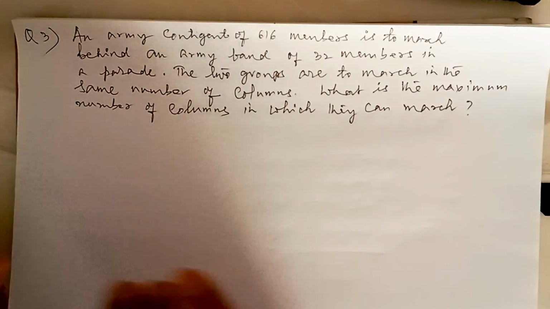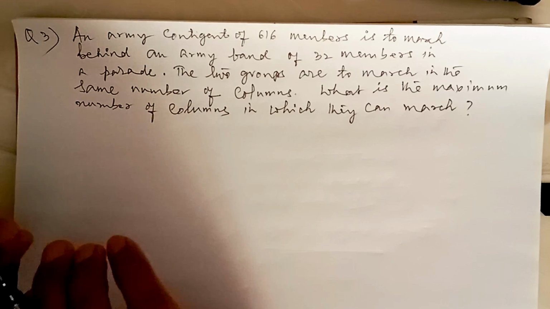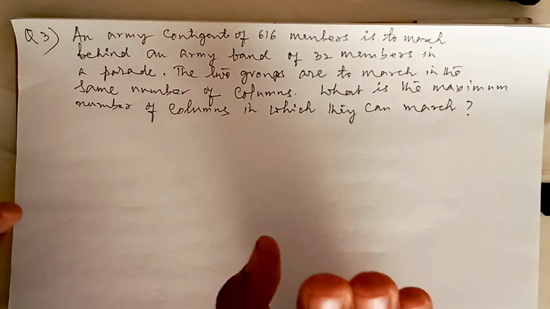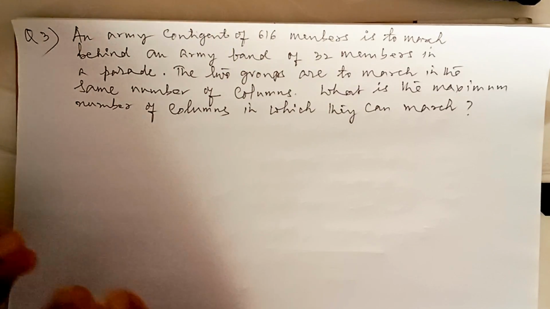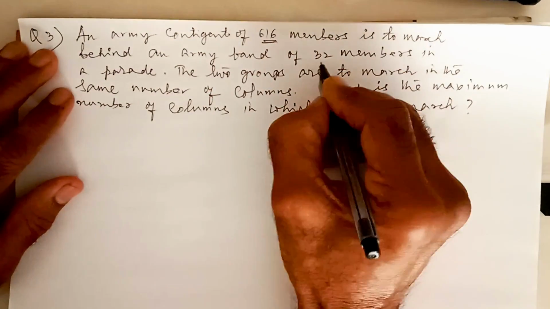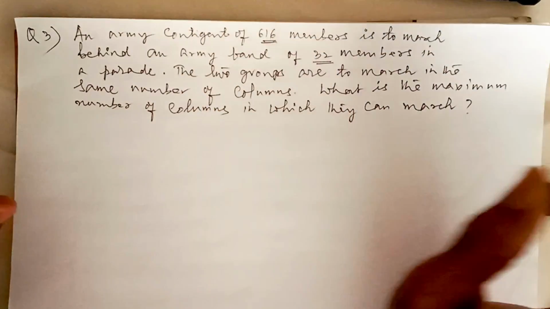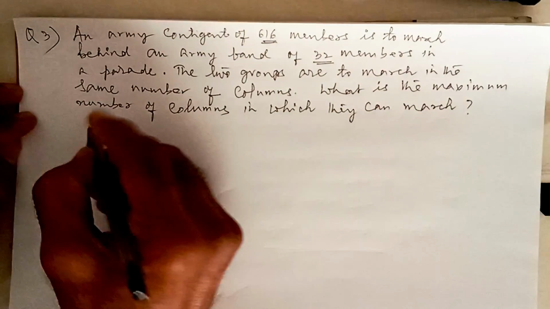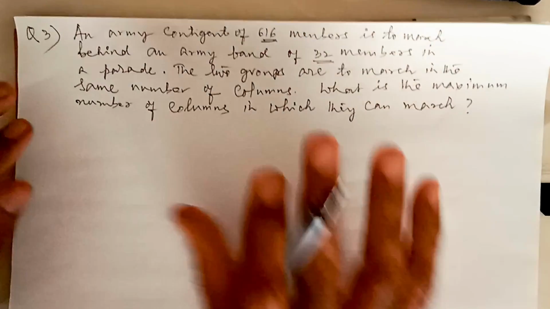Students, I tell you, it is the easiest question. You can solve it in just one step. All they want you to find out is the HCF of two numbers, 616 and 32. That's all. But they want to confuse you. Don't worry. Let us understand the question.